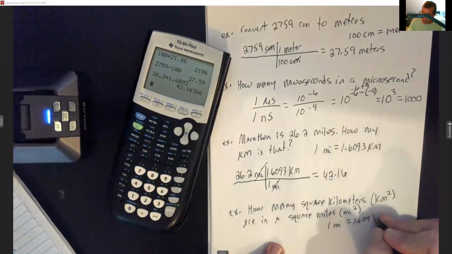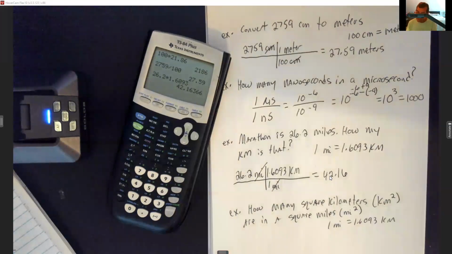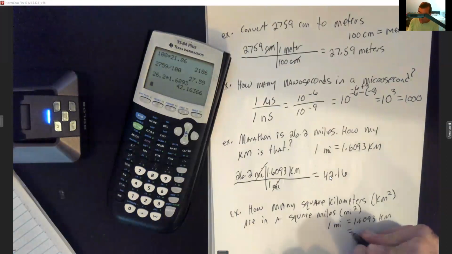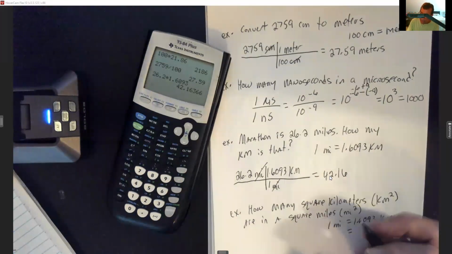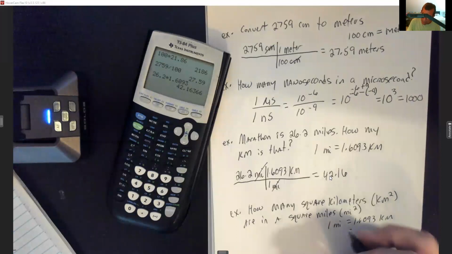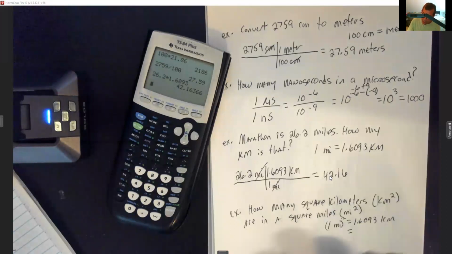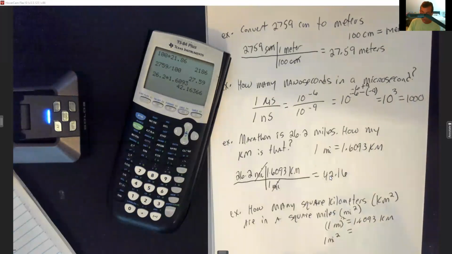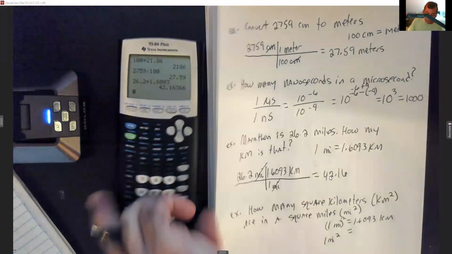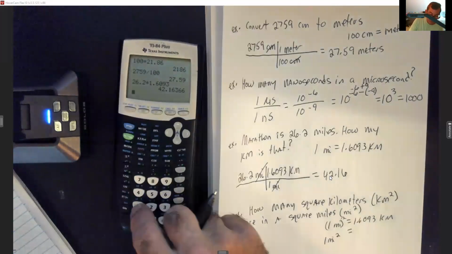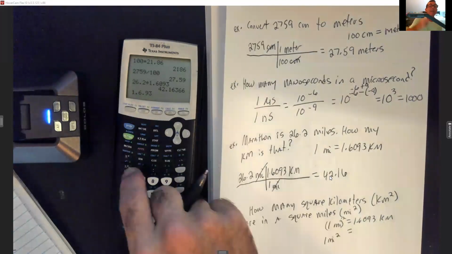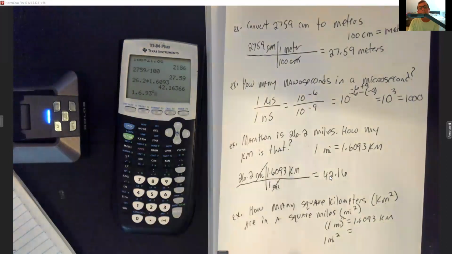So if I want to change my units from kilometers to kilometers squared, I've got to square everything on each side. So 1 mile, if you square that, you'll get 1 mile squared. This side's a little different because you do have a different number than 1. So you want to square that 1.6093. On the calculator, you can square it by just hitting the x squared button and hit enter. Whoops, what did I do here?